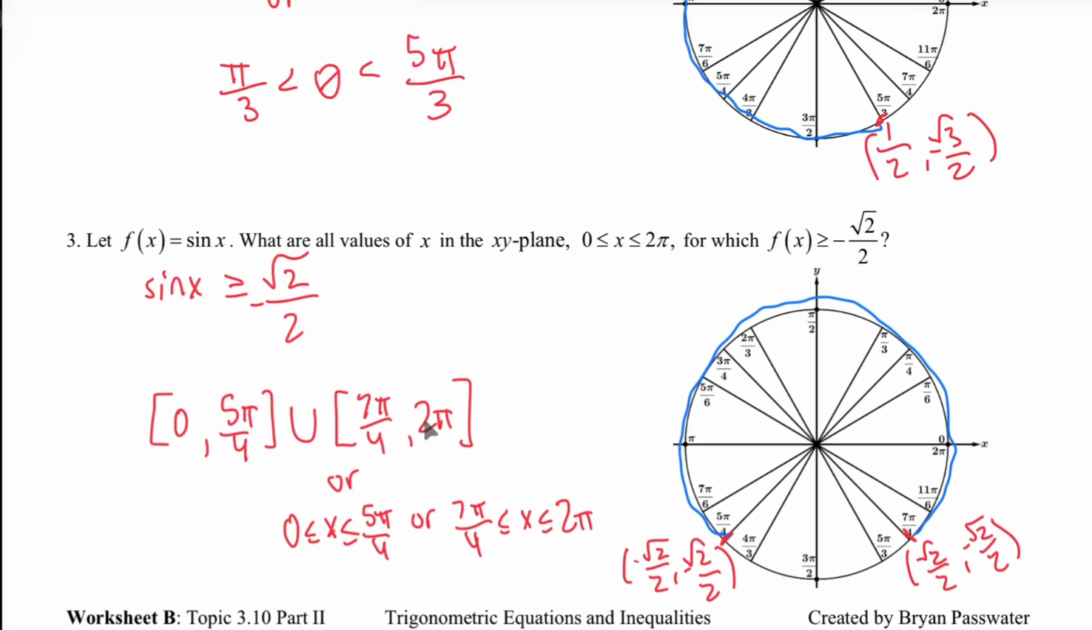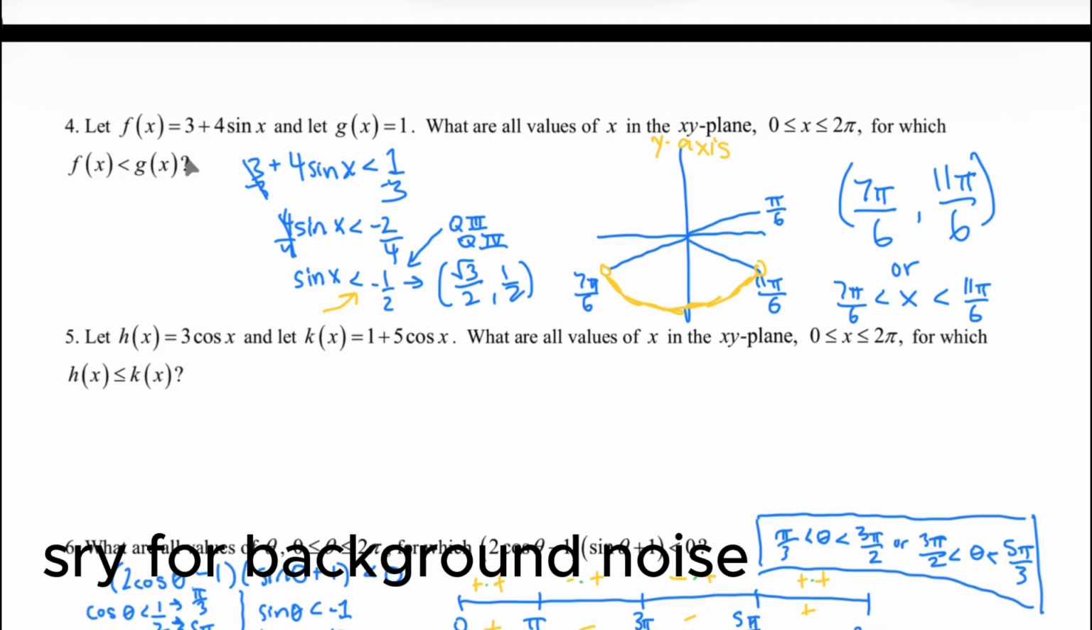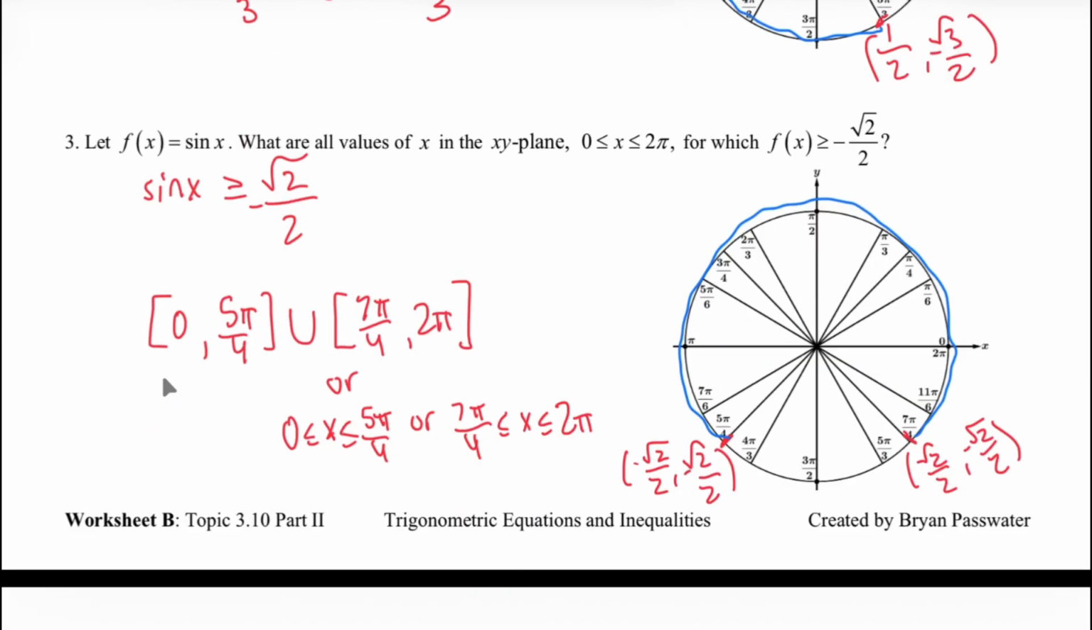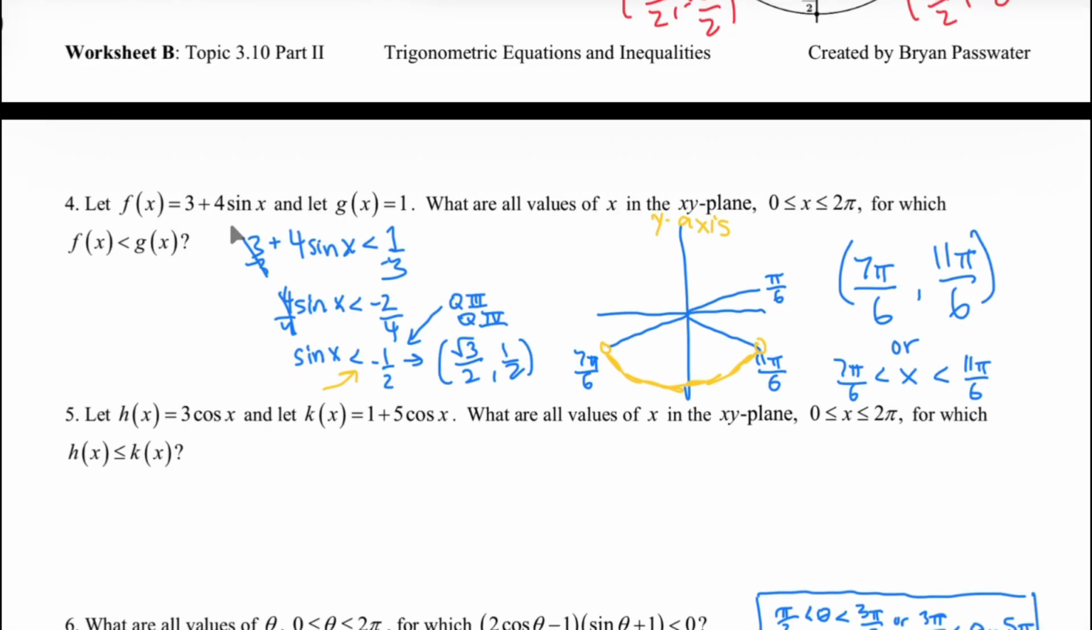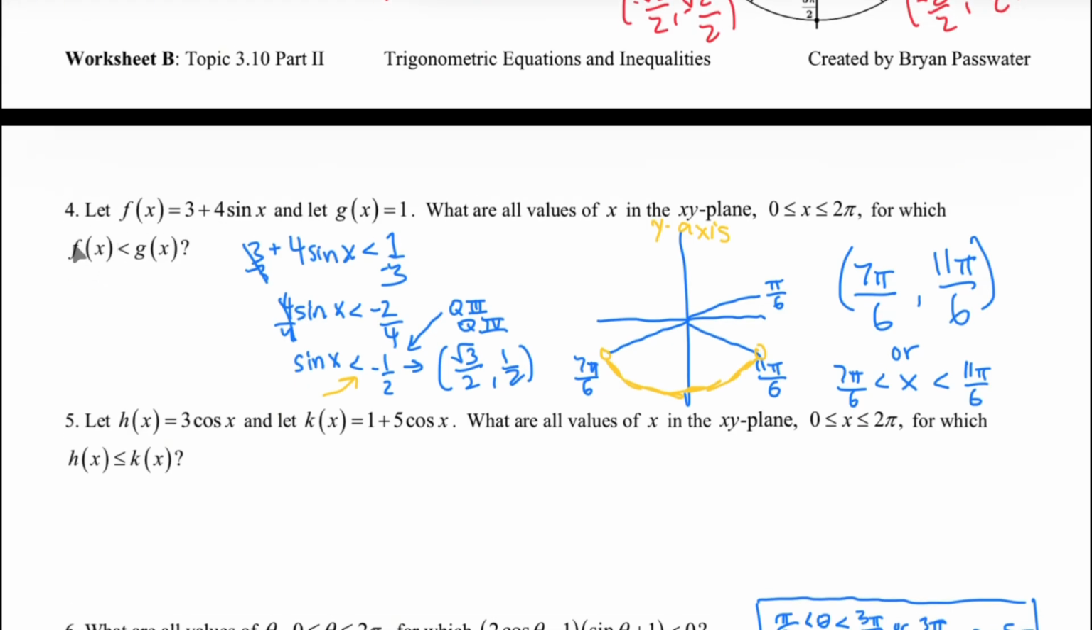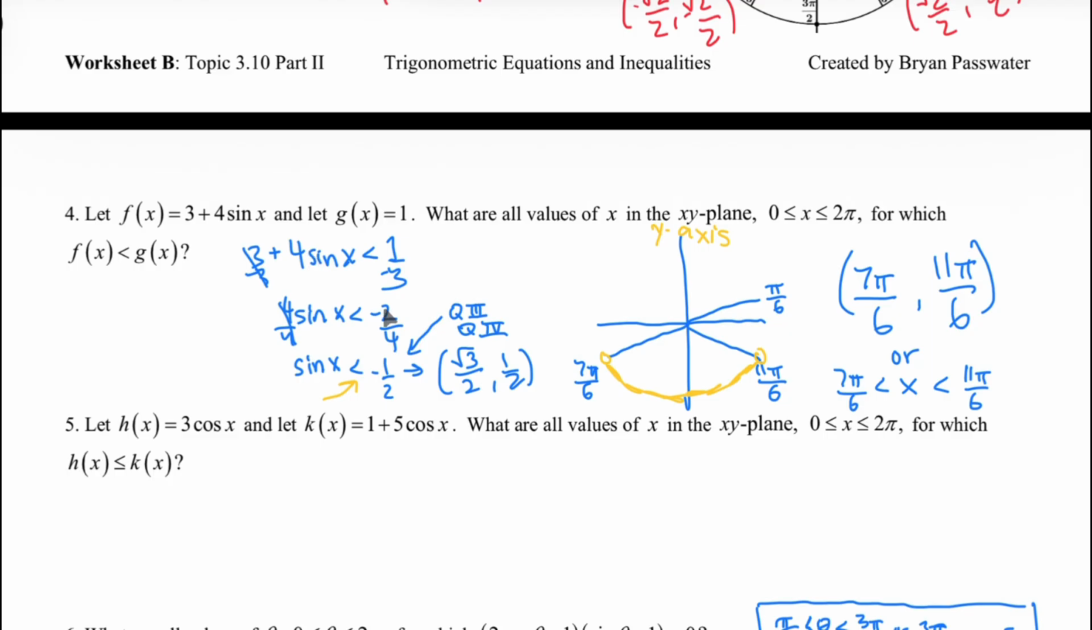Alright, so that's number 3. So, for questions 4 and 5, similar to the first 3, except we are given 2 equations. So we have to set them like this, which is what I did there, and then solve for sine of x, which I got -1/2.